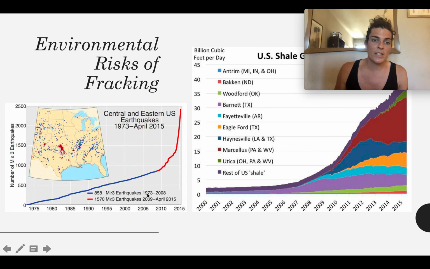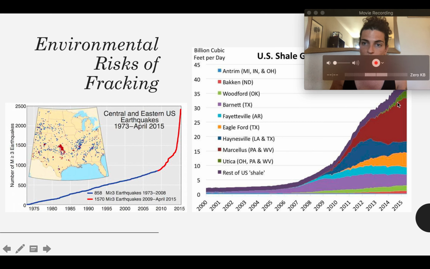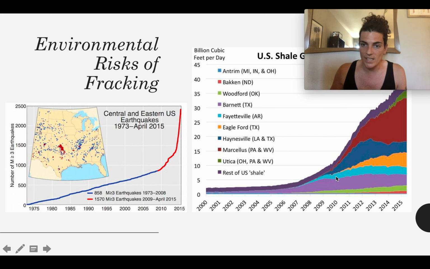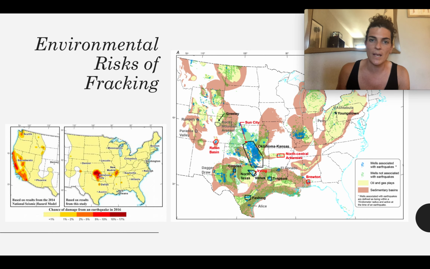So from the years 1973 to 2008, there were 858 earthquakes, and then just in the 6 years from 2009 to April 2015, there were almost twice as many earthquakes due to this huge, rapid increase in fracking, which you can see starting in 2009. So the correlation here is not coincidental. Absolutely not.